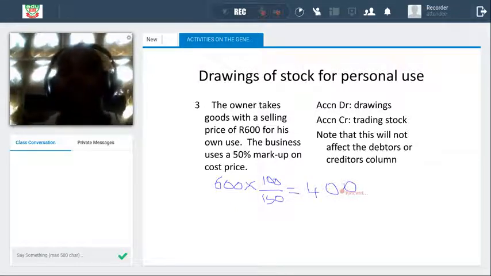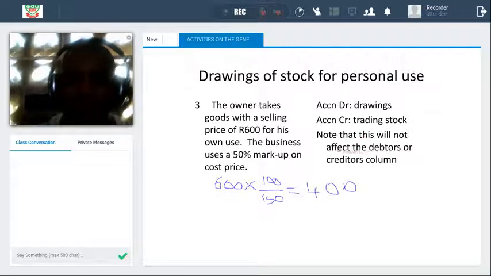So this 400 rand is what we are going to debit our drawings account with, and we credit our trading stock. And note that this will not affect the debtors or creditors column because we are not a debtor or creditor to ourselves.